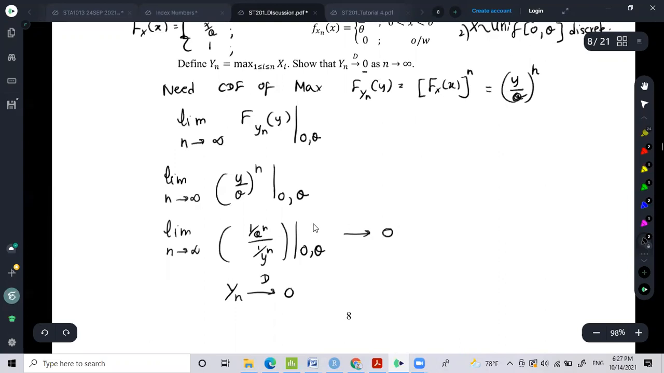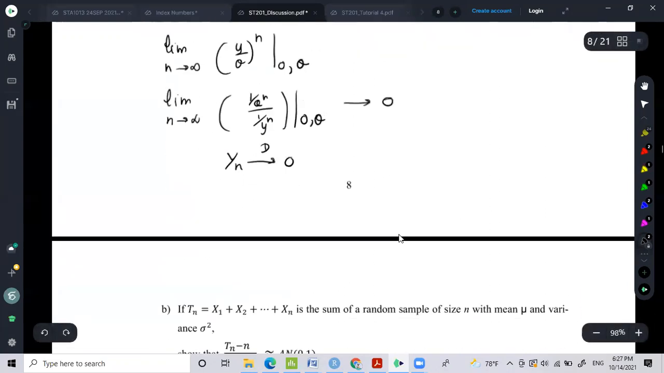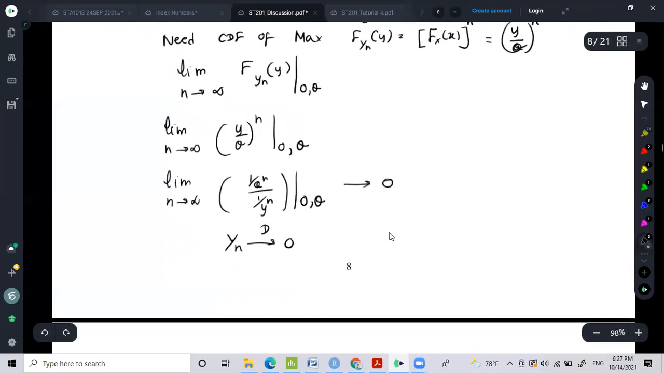Now if you think this is complicated, you know how to do it. Turn it upside down and take 1 over n. That is also okay, right? Anyway, what you have to do is make this so that you have n downstairs. So as n goes to infinity, 1 over infinity becomes 0. That's all you have to do.